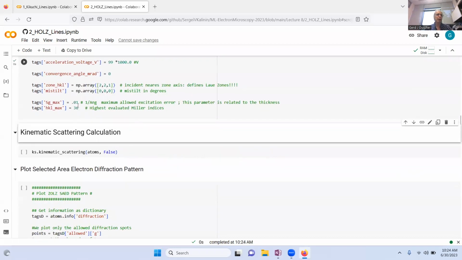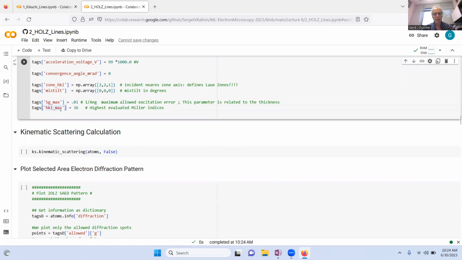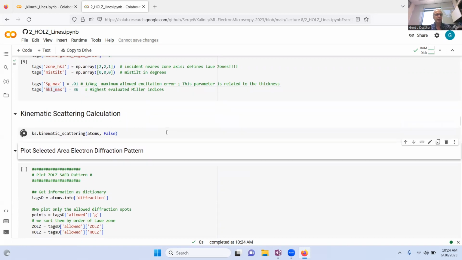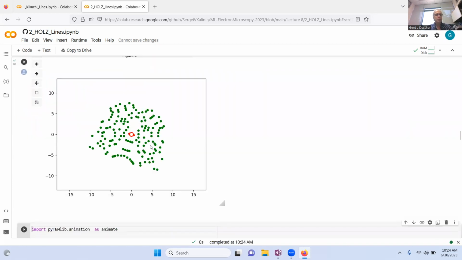And we use an excitation error and very large maximum Miller indices. We want to go out to the higher order Laue zones. They have higher Miller indices by definition. Okay. And this is how the diffraction pattern looks like. It's a mess. Okay.